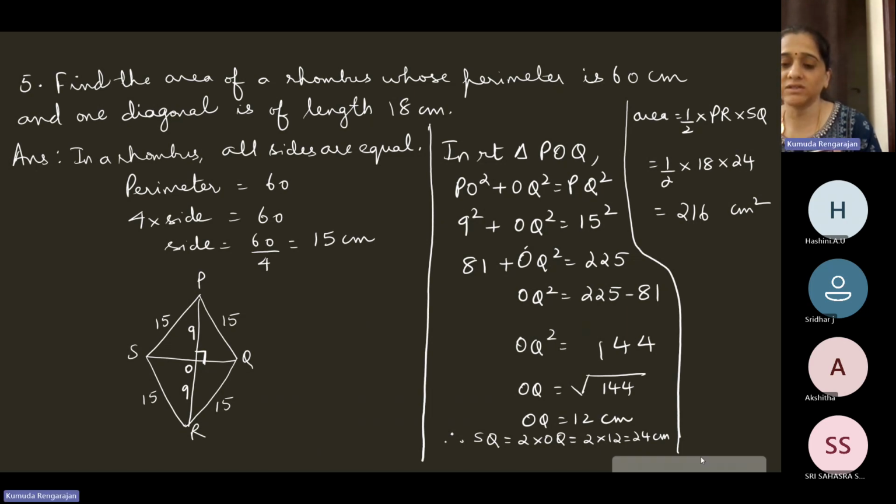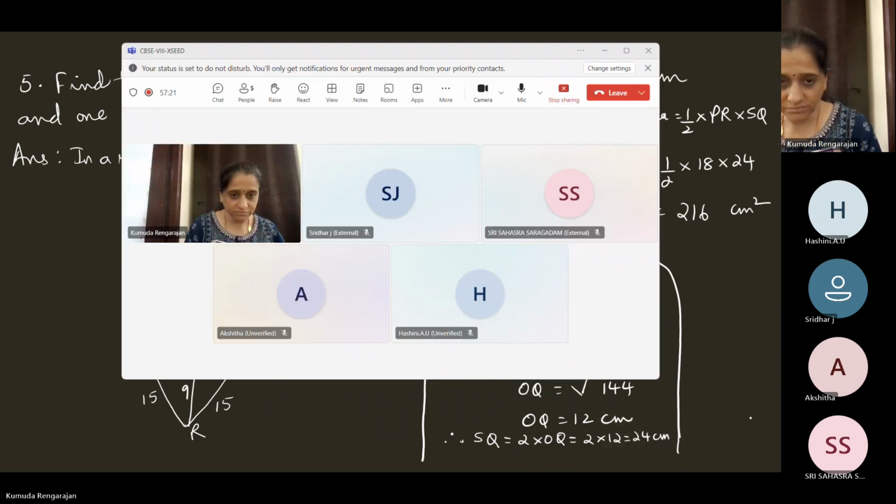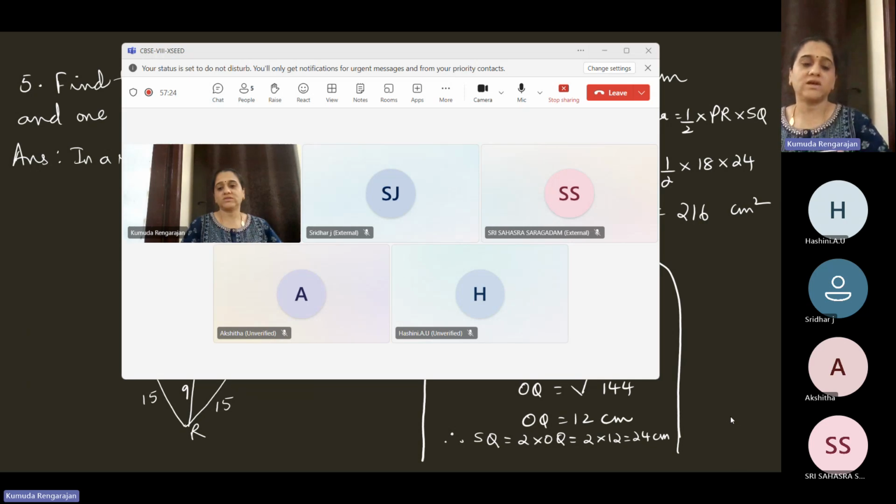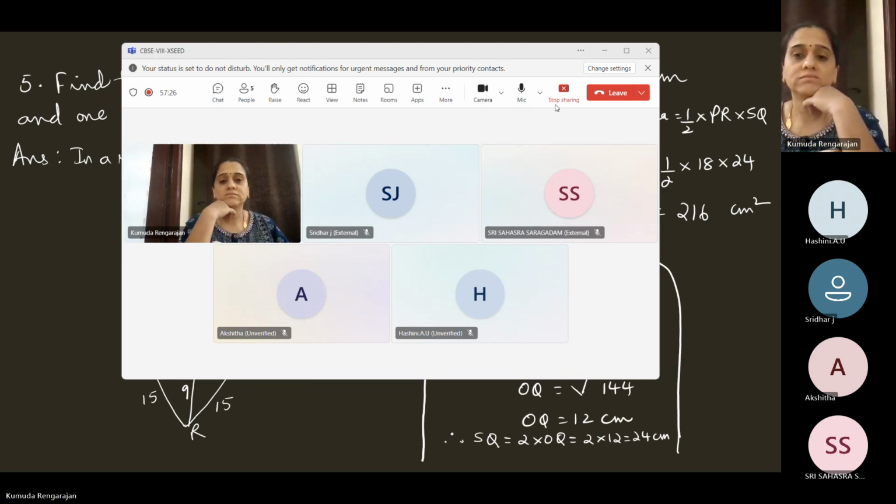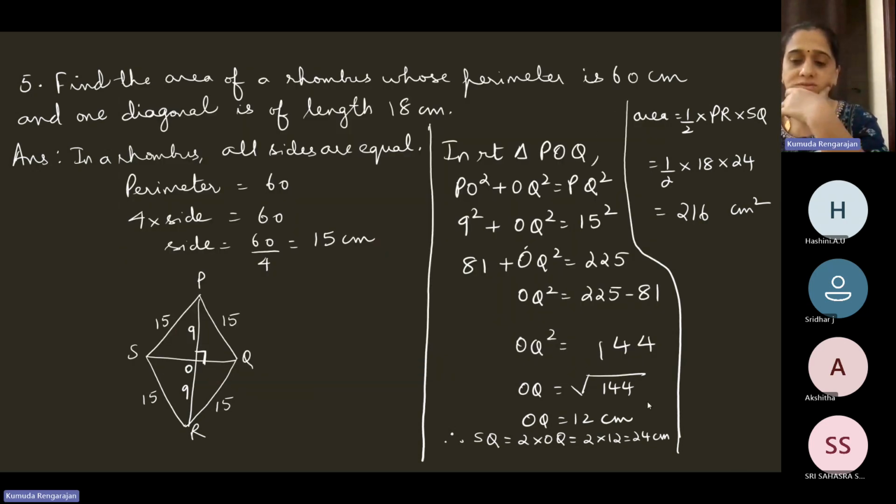Online children, Akshita, Sahasra, Srijit and Hasini. Any questions? No, ma'am. No, ma'am. No, ma'am. All right. Finish writing? Yes, ma'am. All right. Yes, ma'am. Good, good. Okay.